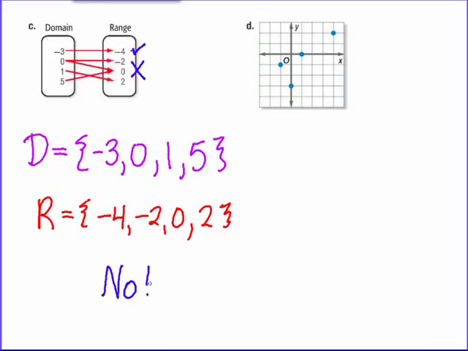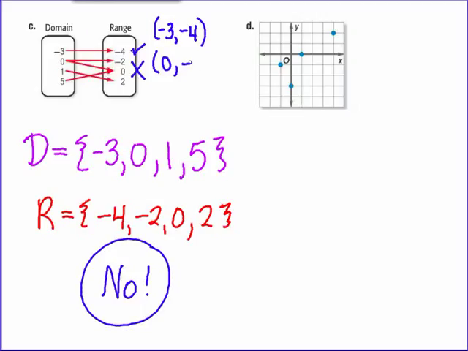If you liked to plot points, you could plot them as well. I've got the point -3, -4. I've got the point 0, -2. I've got the point 0, 0. So you see what those 2 arrows mean now? And then I've got the point 1, 2, and then I've got the point 5, 0. So those would be the 5 points.